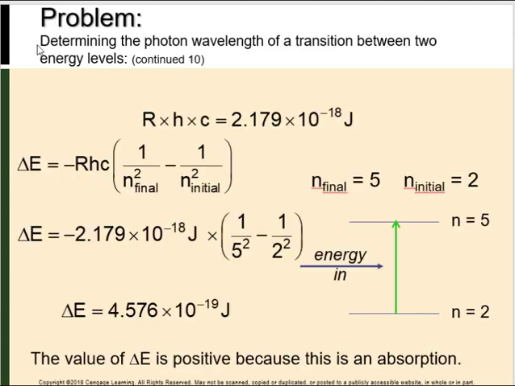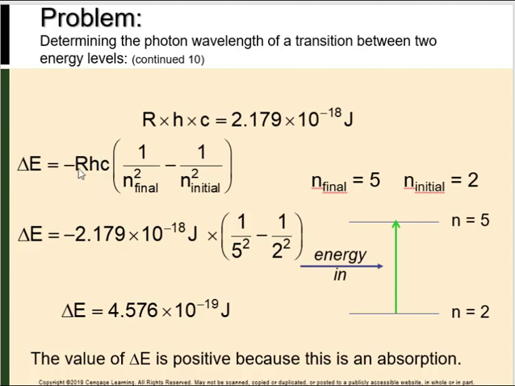So here's an example problem. If we wanted to determine the photon wavelength of a transition between two energy levels, let's say from the second energy level, n=2, up to the fifth energy level, n=5, so it is absorbing energy.